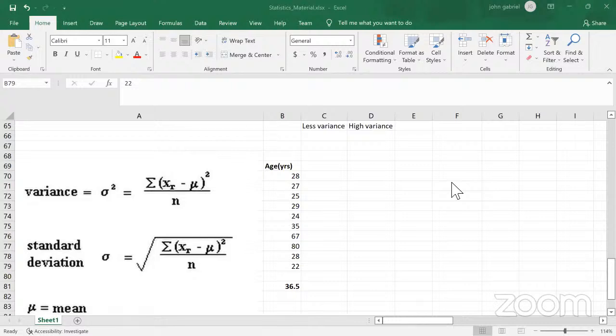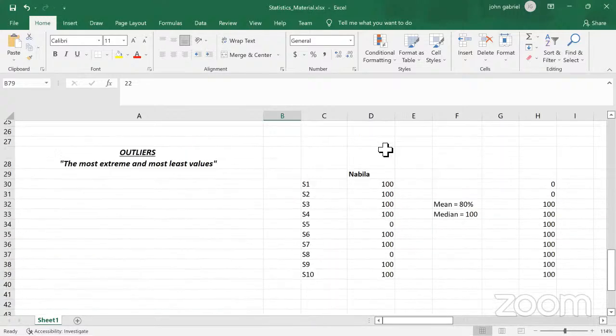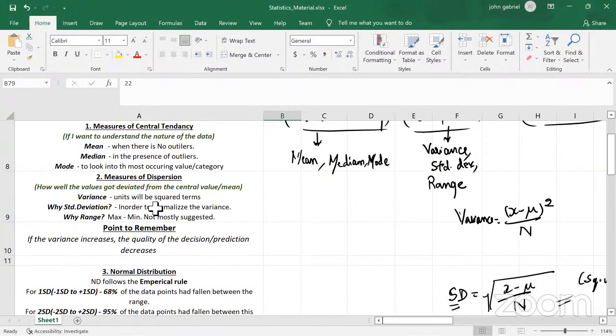Wonderful. So from the central value, we need to calculate the deviance. That's the point, and that's what I have mentioned here. To normalize the variance, we get standard deviation, and for the variance and range, just know what exactly they do. And one more point we have to consider here.